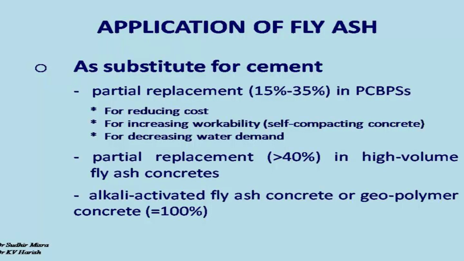So, the third one is decreasing the water demand. When you use fly ash, it increases the workability, and hence the water that is actually required to be added can be lowered. So, the water demand can be lowered, and if you lower the water demand, that helps in providing higher strength. So, that is about partial replacement, where typically we use 15 to 35%.